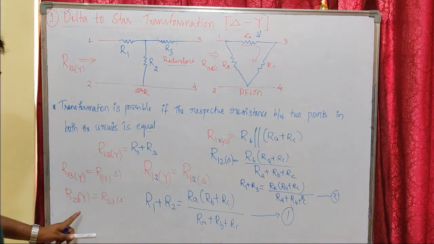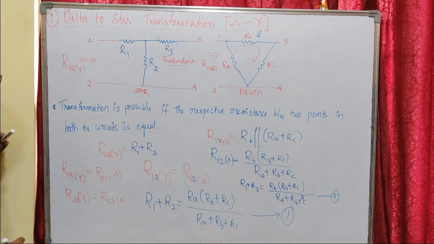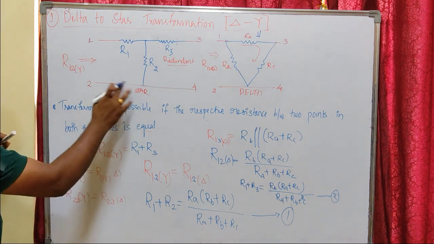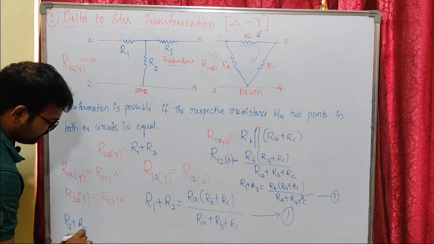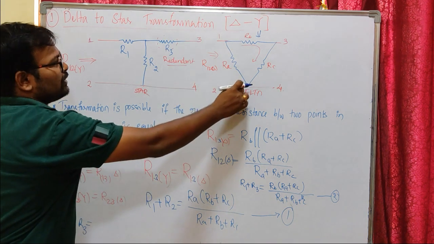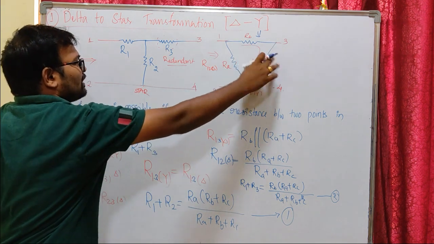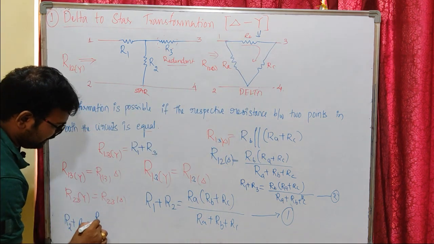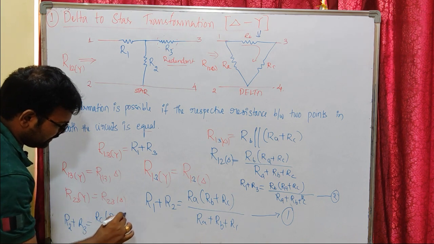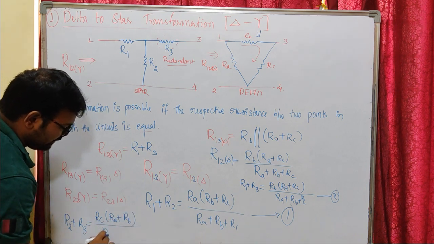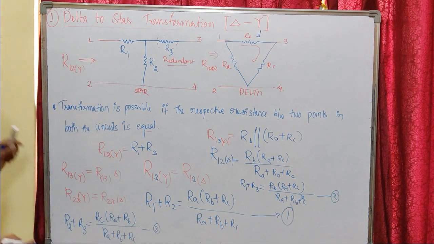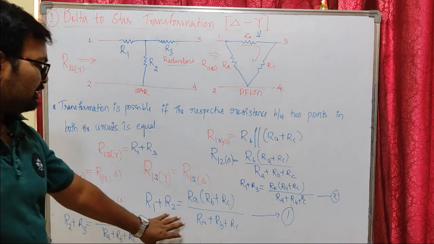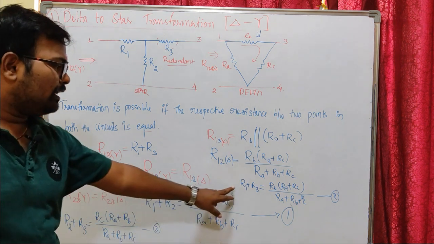Similarly, if you equate R23 star with R23 delta, you are going to get R2 plus R3 equal to, between points 2 and 3, RC parallel with RA plus RB. So that will be RC parallel with RA plus RB, which is RC into RA plus RB by RA plus RB plus RC. This is expression 3. I hope you have basic knowledge now. So we have 3 expressions here: R1 plus R2, R2 plus R3 and R1 plus R3.